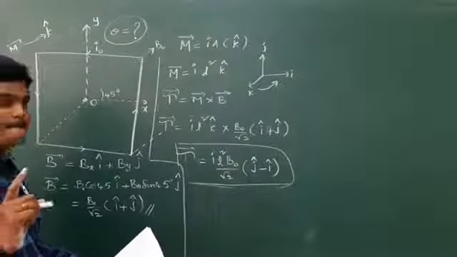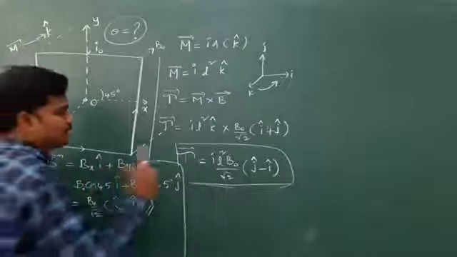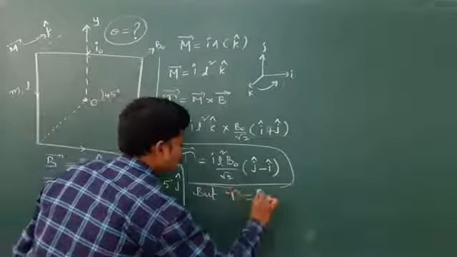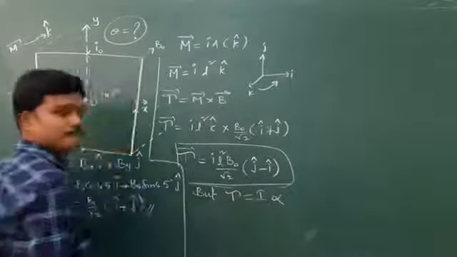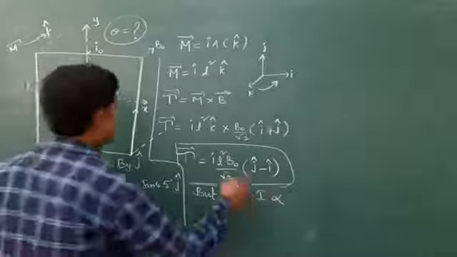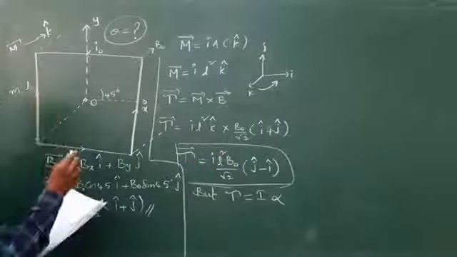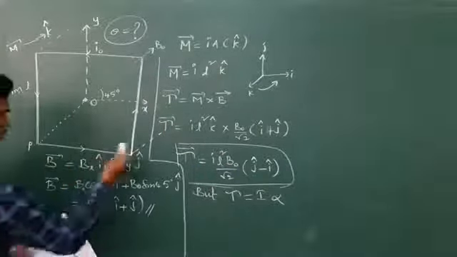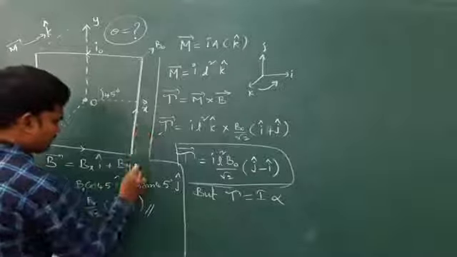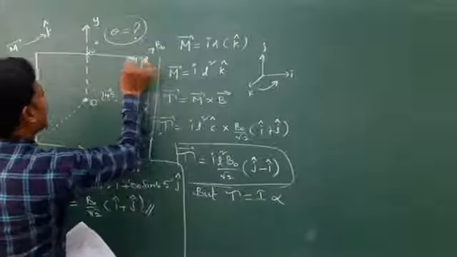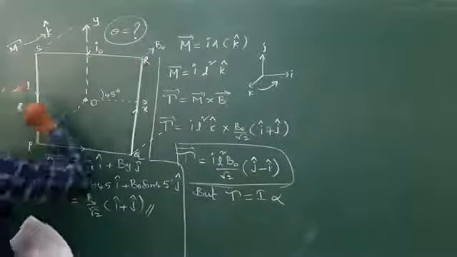And alpha, see, we know tau is equal to I alpha, and this I is about the axis it is going to rotate. So let us suppose they are given already. So this is P, this is Q, R, S.